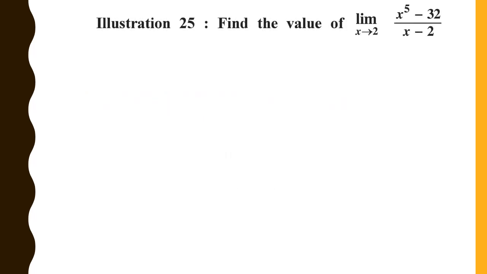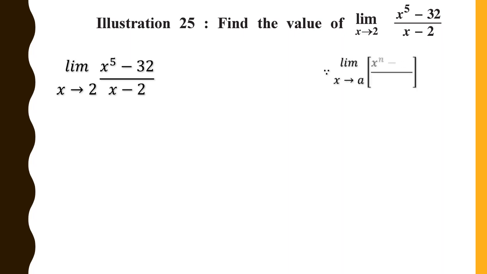Illustration number 25: we have to find the value of limit x tends to 2, (x raised to 5 minus 32) divided by (x minus 2). First we just write it down as it is. In front of this we will copy down that format so we have a reference whenever we are solving this sum. As you can see here, the form is x raised to n minus a raised to n, while our question is x raised to 5 minus 32. So we are going to convert this 32 into 2 raised to 5.